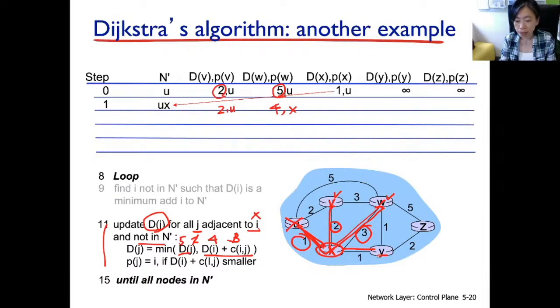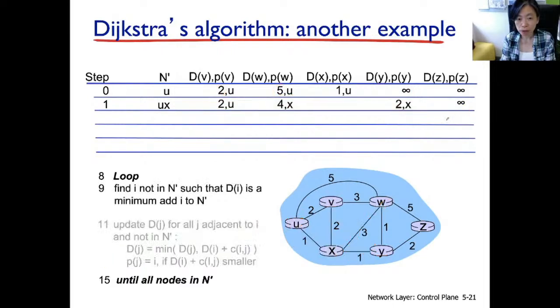What about Y? The new path being discovered is this one over here. So 1 plus 1, which is 2. And the old Dy is what? Ooh, infinite. So 2 is definitely much better, right? And the predecessor, again, being x. Z is not connected, so we'll just write the entry down. So we have 2u, 4x, 2x, and infinity. That should fill the second row here, 2u, 4x, 2x, and infinity. And that completes step 1.